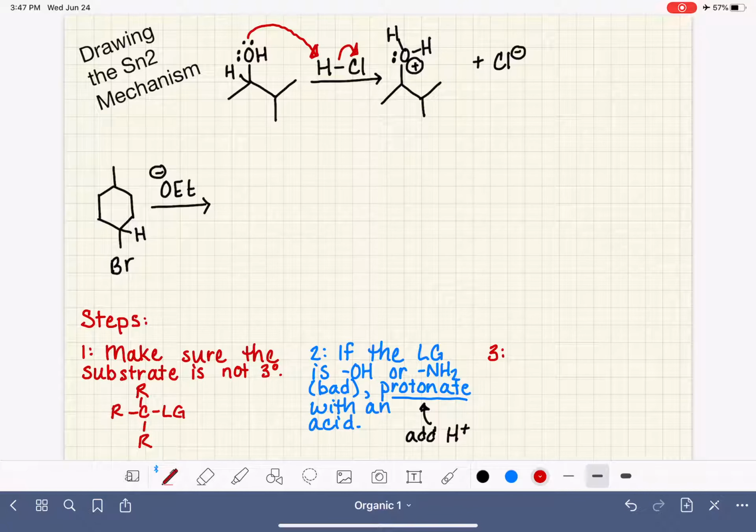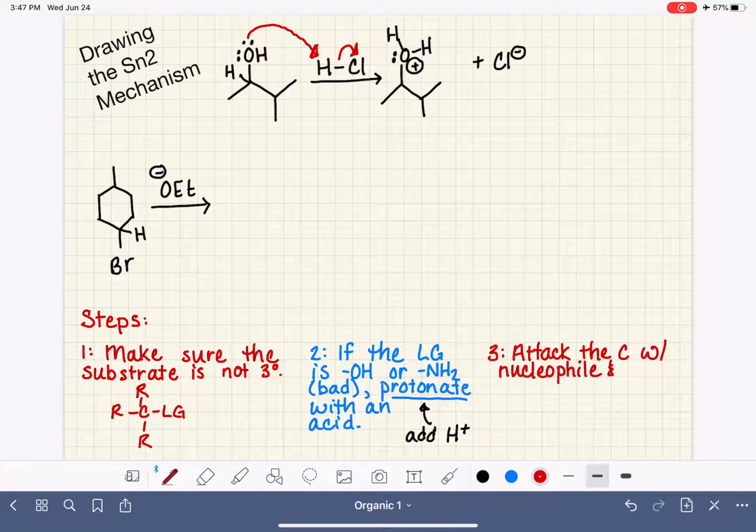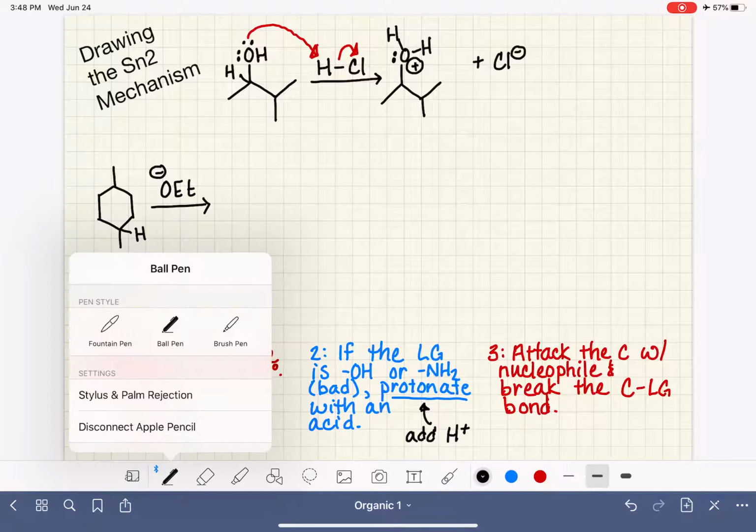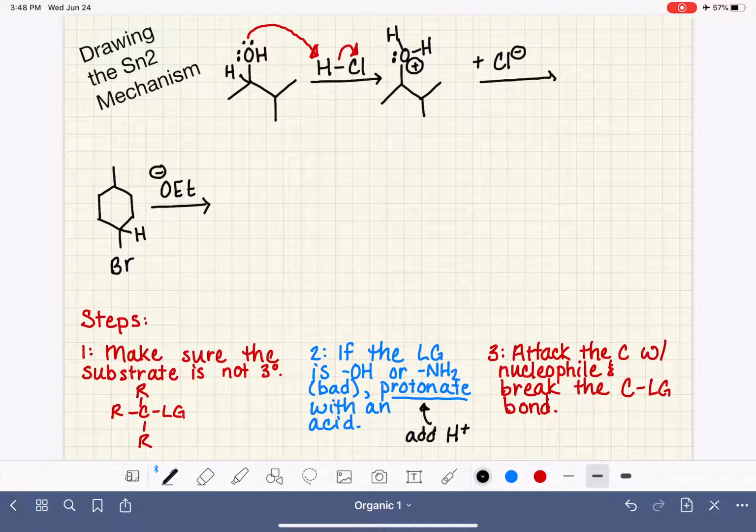Once your leaving group is ready, or if your leaving group is already ready, then step 3, we are going to attack the carbon that's holding the leaving group with our nucleophile. And at the same time, we are going to break the bond between the carbon and the leaving group. So let's practice that. Let's start with the first reaction up here.